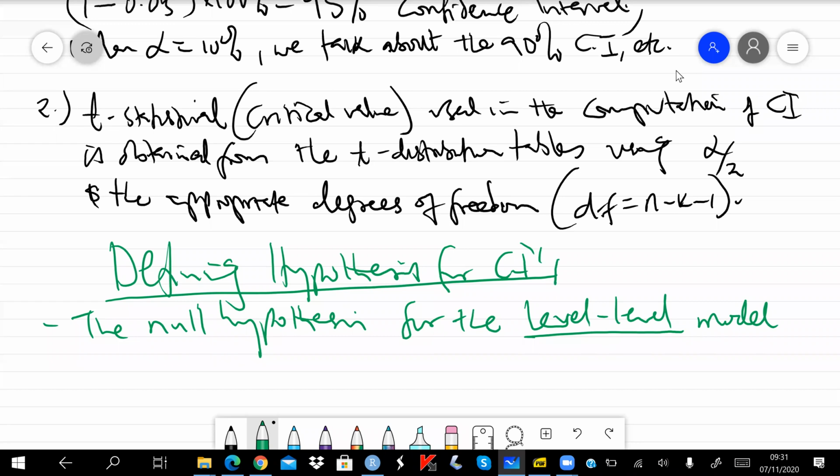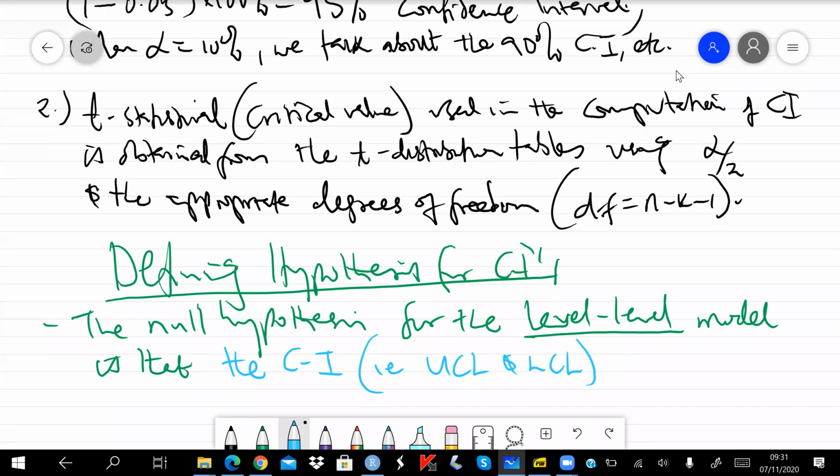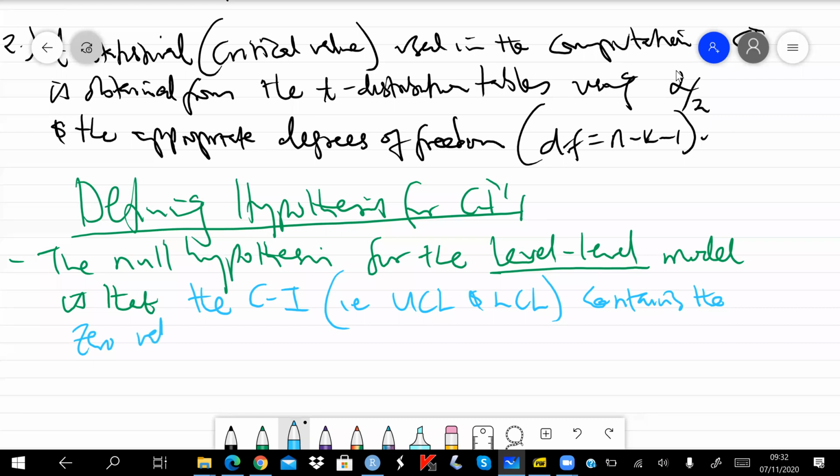The null hypothesis for the level model is that the confidence interval, that is the upper confidence limit and lower confidence limit, contains the zero value by default. That's the hypothesis we test, that the interval you have calculated will contain the number 0. You see, this is the lower confidence limit and this is the upper confidence limit. So we're saying that within this interval, the number 0 is found. That is similar to testing the hypothesis that beta j is equal to 0.